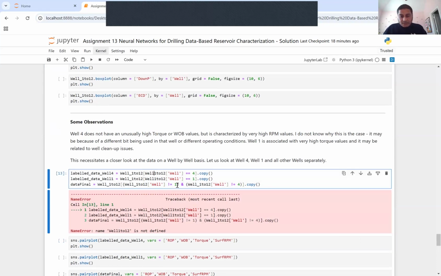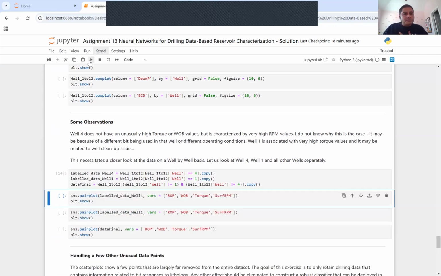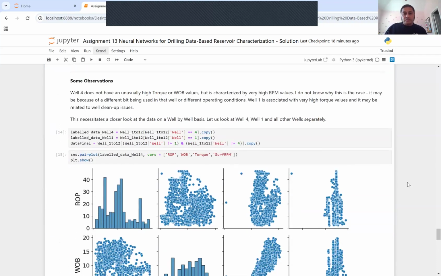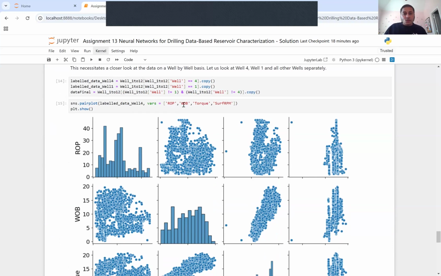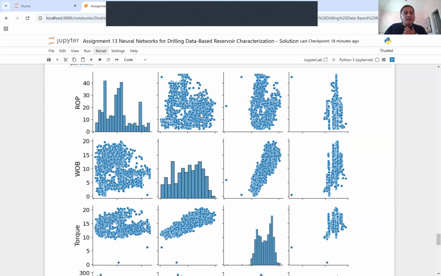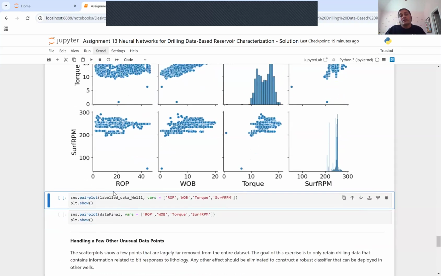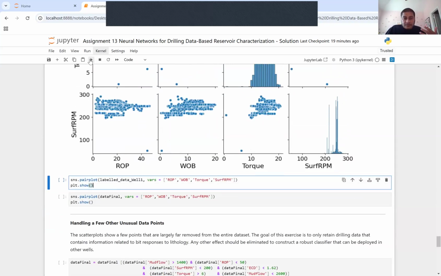So we have an error over here. So this is a matrix scatter plot of the rate of penetration, weight on bit, torque, and the RPM associated with well 4. And if you're looking at the RPMs associated with well 4, it tells us pretty much the same story, that the RPMs are fairly high, but fairly high compared to what? Let's take a look at the entire data set.